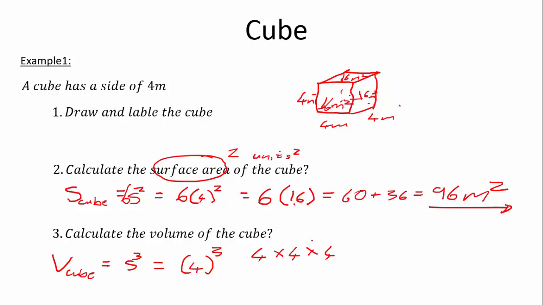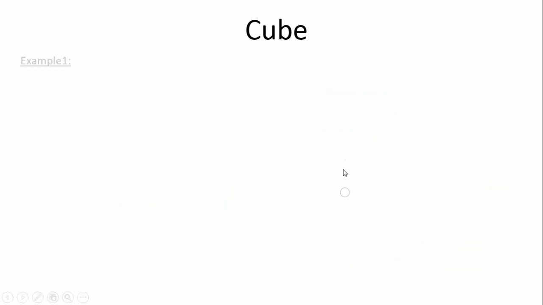So what is 16 multiplied by 4? We know that that is equal to 4 times 10 is 40, and 4 times 6 is 24. That is 64 meters cubed. And that is our answer. You must have the meters cubed. Let's do one more example.